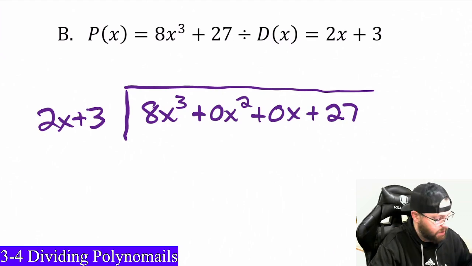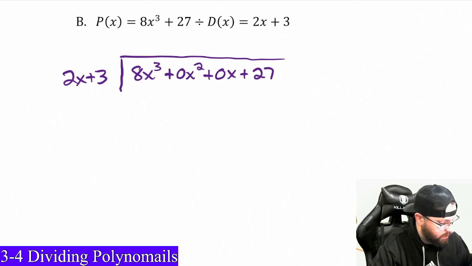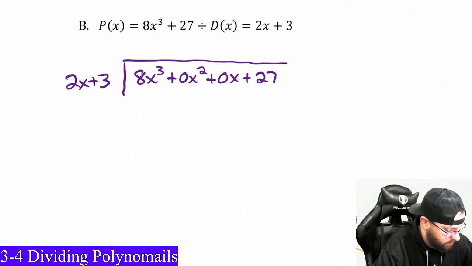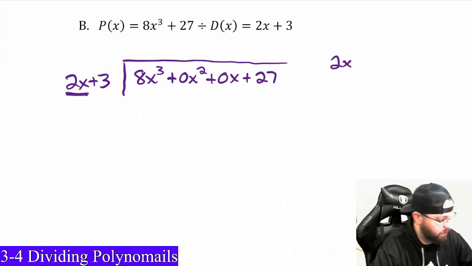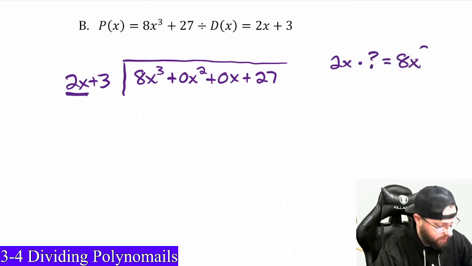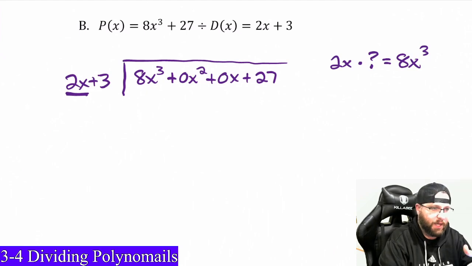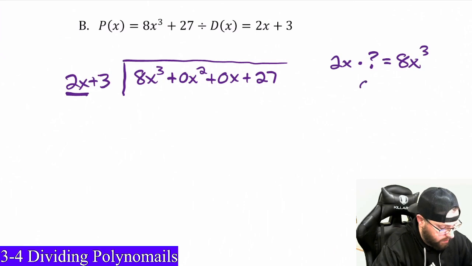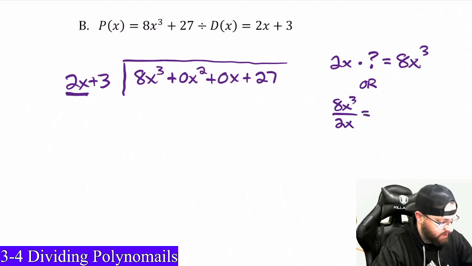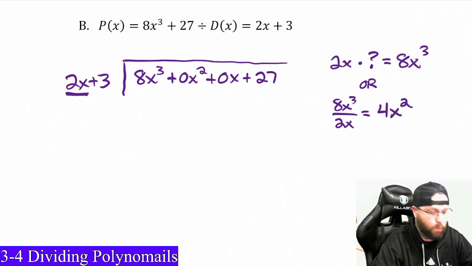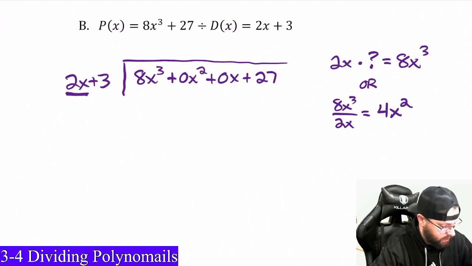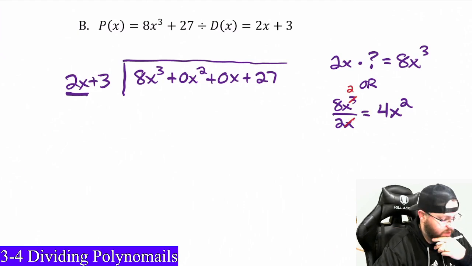So we're going to approach this just like we did on the previous one. We need to figure out 2x, going by that first term, remember. 2x times what gives me 8x cubed? Now, if we're having trouble figuring out what to multiply by, you can always divide it. You can take 8x cubed divided by 2x, and that's going to give us 4x squared. There's 3 x's up here, 1 down here. You can cancel out 1 at most, so we're left with 2 here. The x in the denominator is now gone.